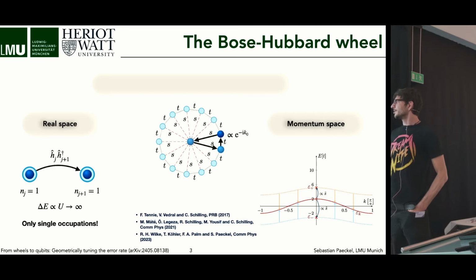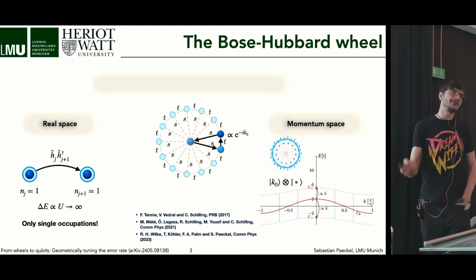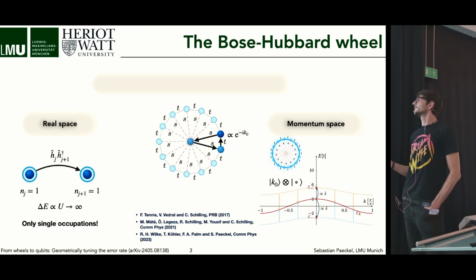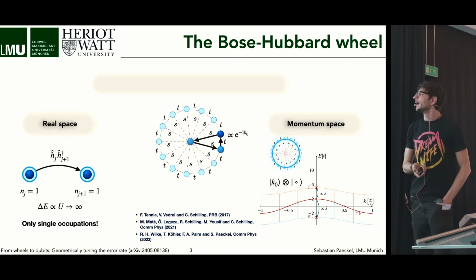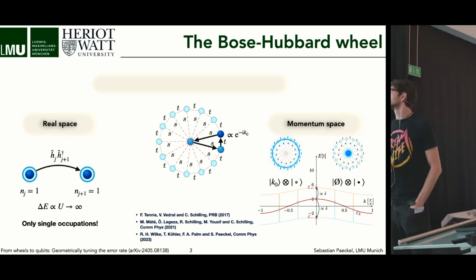But we have this additional center site. And this additional center site now adds some additional flavor to the system. So what happens is that there is one specific single particle mode on the outer ring, which is characterized exactly by this phase k null. And only this mode can couple to the center site.